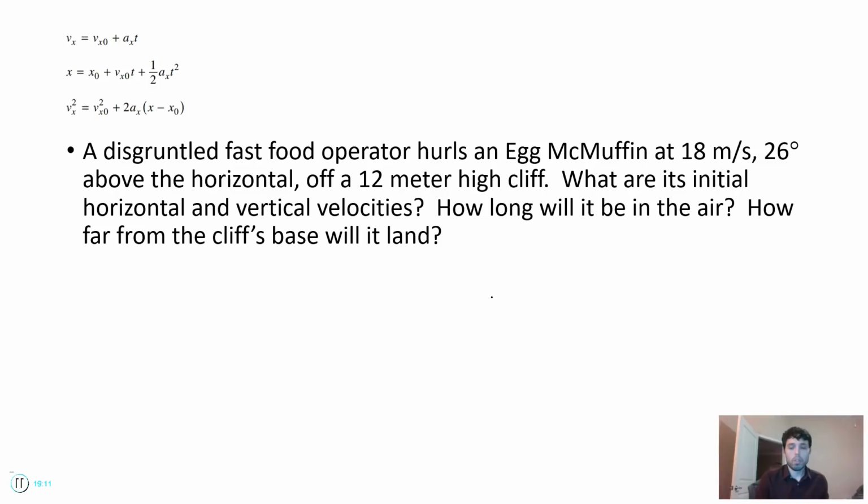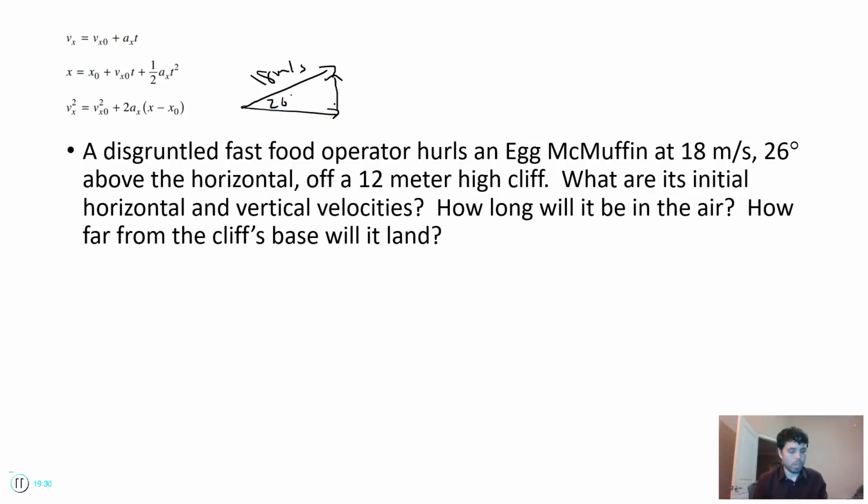Right. A disgruntled fast food operator hurls an Egg McMuffin at 18 meters a second at 26 degrees from the horizontal. So our initial velocity is 18 meters a second. We're going to get a horizontal and a vertical component. 26 degrees is my angle.